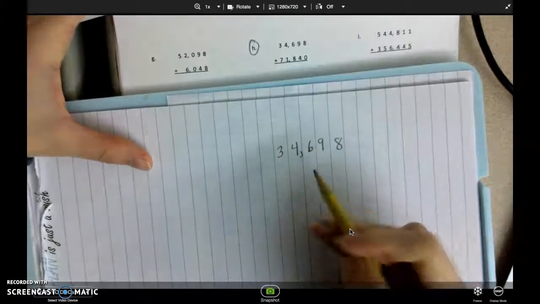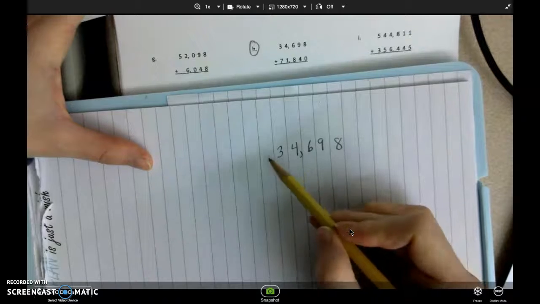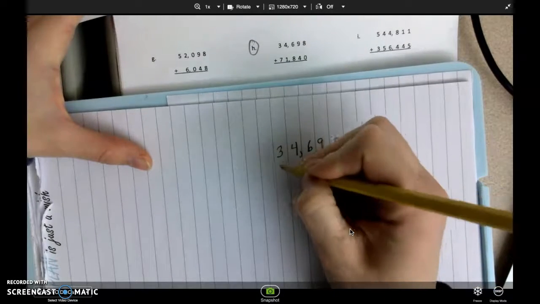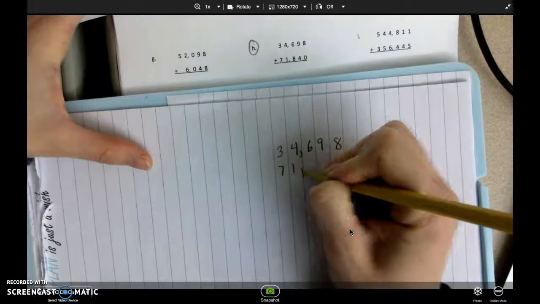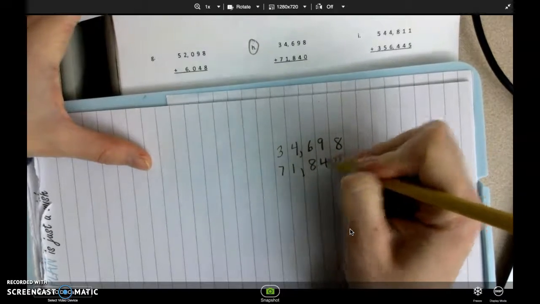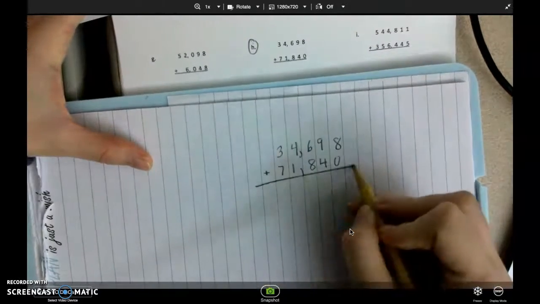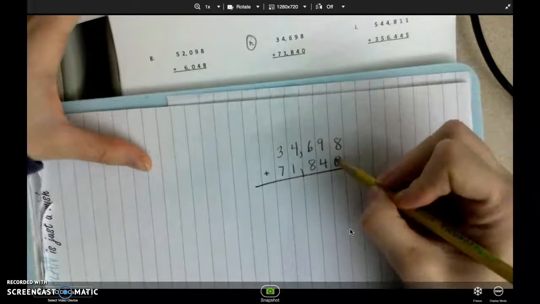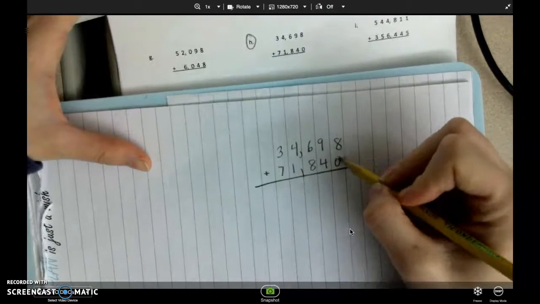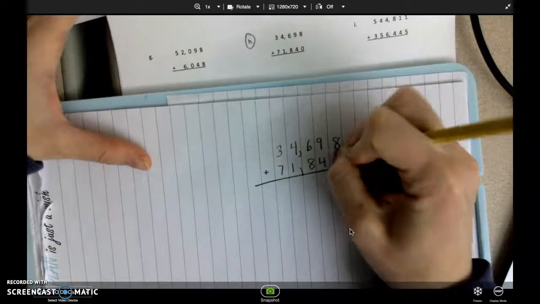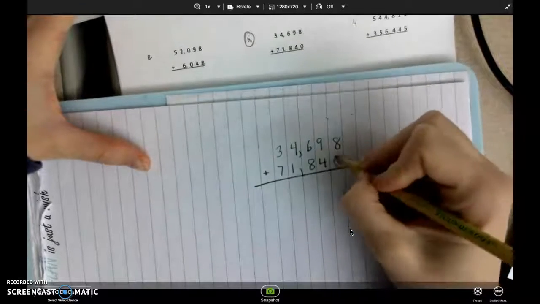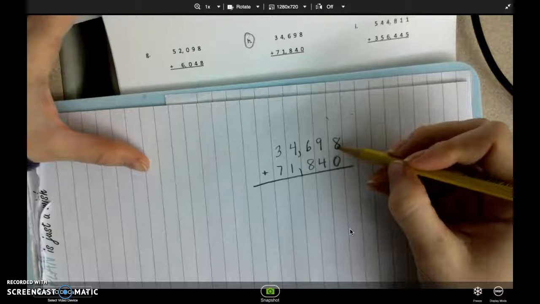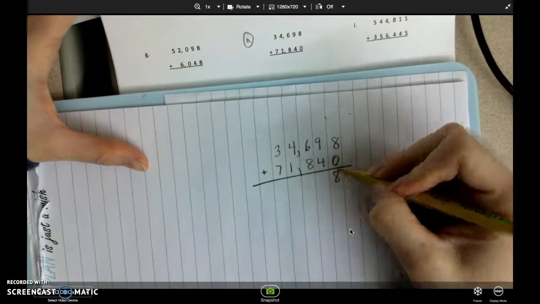34,698. I always want to double check and make sure my numbers match. 34,698. 71,840. 71,840. If I add the wrong numbers, my answer is going to automatically be incorrect, so you need to be really careful. First I always start with adding in my ones place and then move my way over to those larger place values. 8 plus 0 is 8.